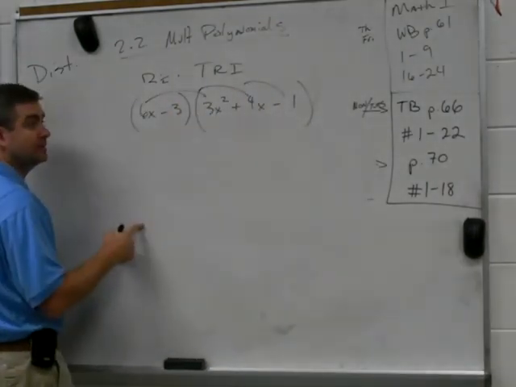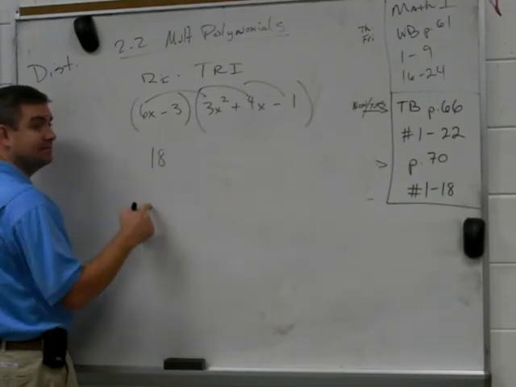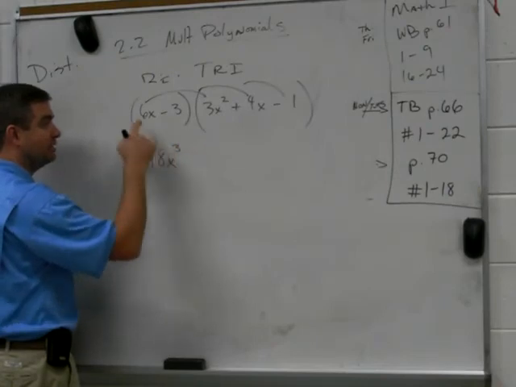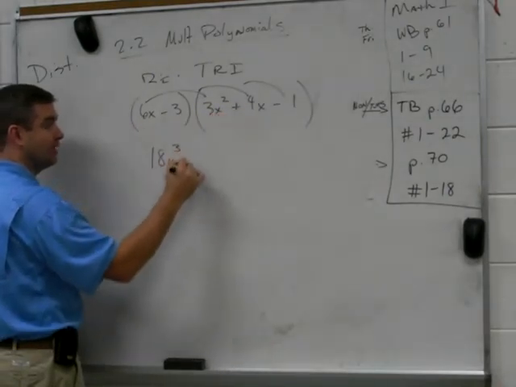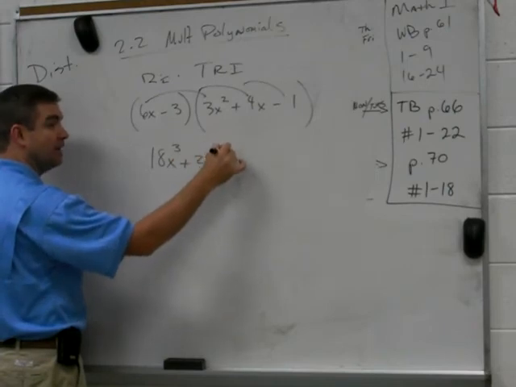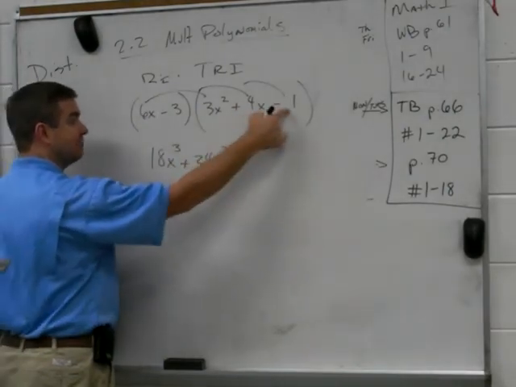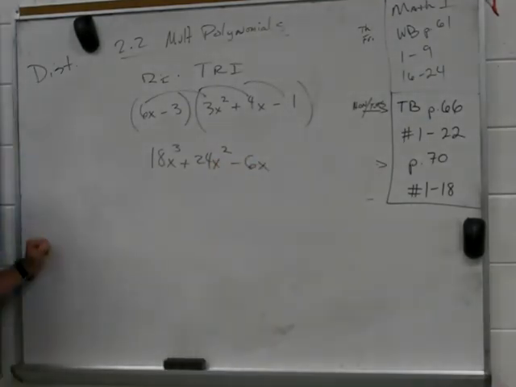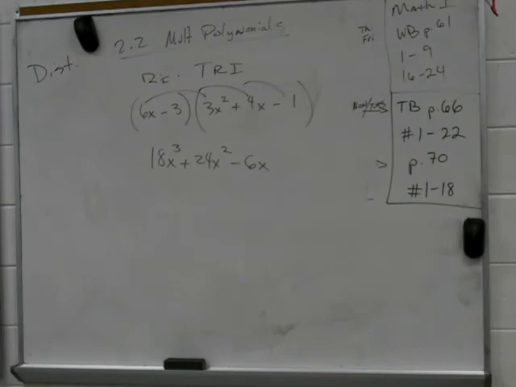All 3 places. So I get 18. 6 times 3 is 18. x to the what? Third. 6x times 4x is going to be plus what? 24x squared. 6x and negative 1 is going to be what? Negative 6x. Very good. All right, that's my first step. I distribute 6x all the way throughout. What's my next step?